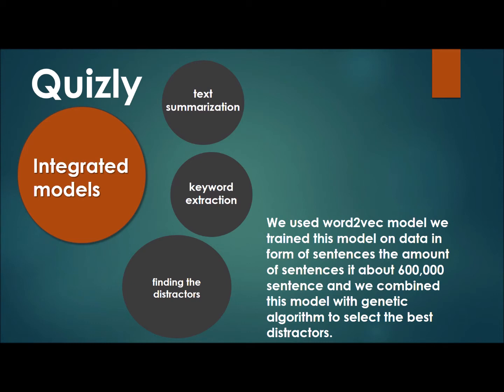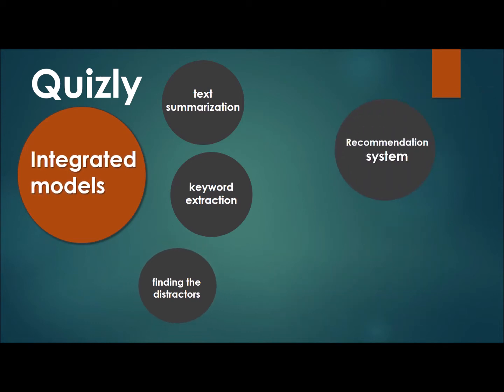Now we will talk about our last approach for generating MCQ questions. It is more about a recommendation system. The user enters his resources, then we measure the similarity between the user's input and the questions that are stored in our database and their distractors. Then it returns the most similar question.